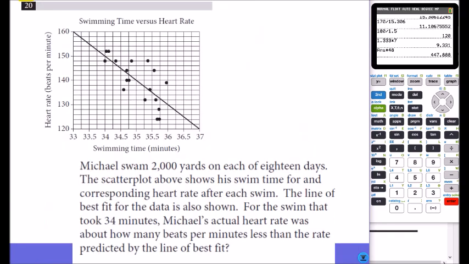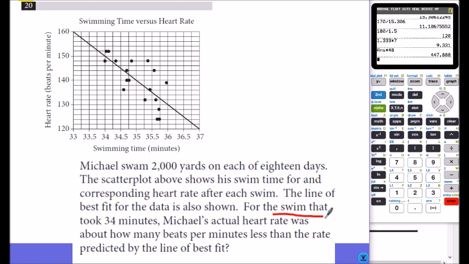Question 20: Michael swam 2,000 yards on each of 18 days. The scatter plot above shows his swim time and corresponding heart rate after each swim. The line of best fit for the data is shown above. For the swim that took 34 minutes, Michael's actual heart rate was about how many beats per minute less than the rate predicted by the line of best fit?